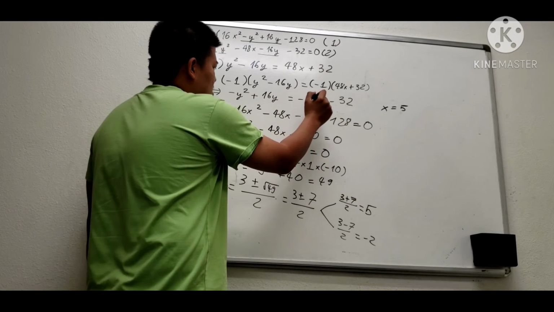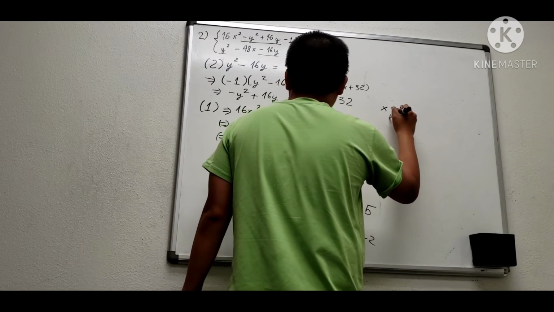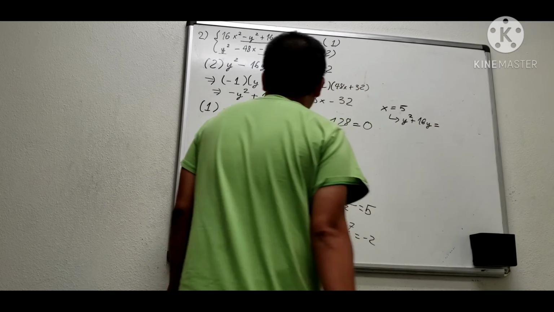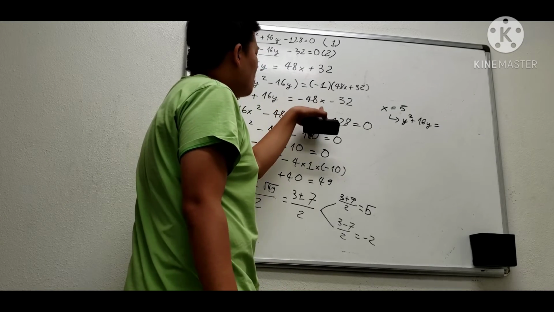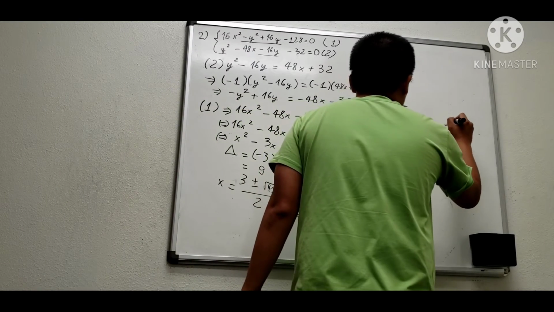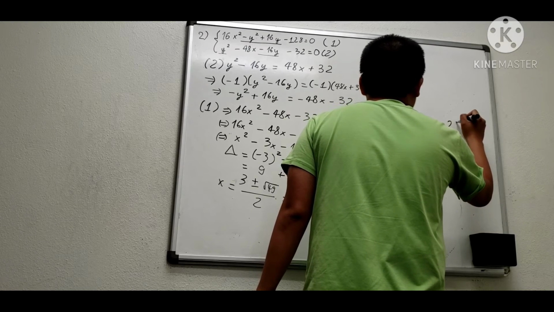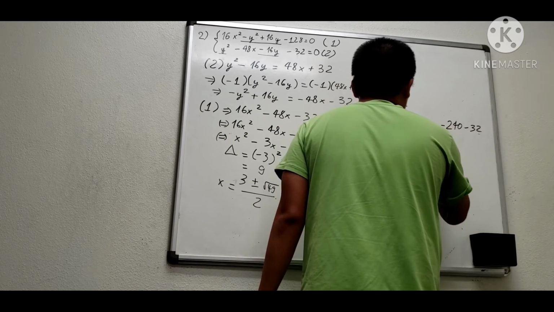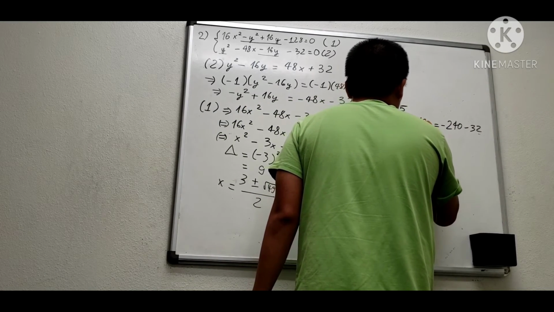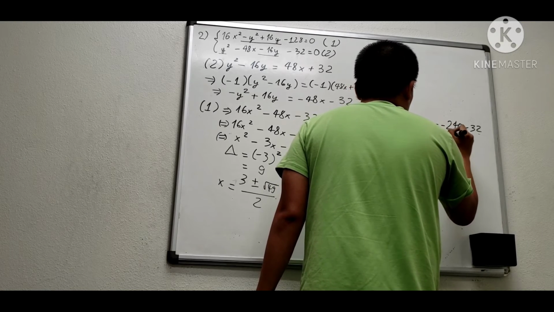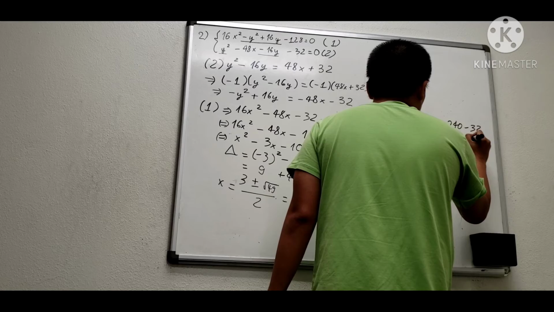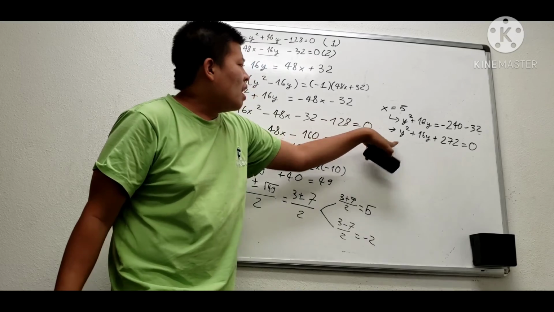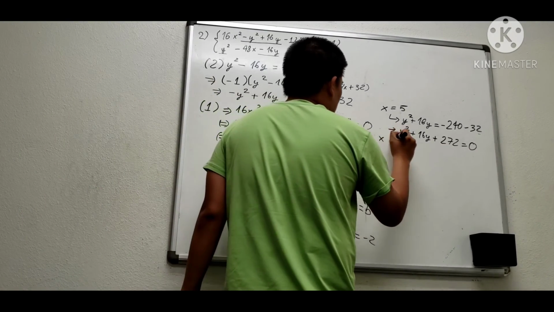Input s = 5 here, and you get y^2 + 16y = -48 × 5, which is minus 240, and we have minus 32. So you get y^2 + 16y + 272 = 0. You find the answer for y similarly with s equal to minus 2.